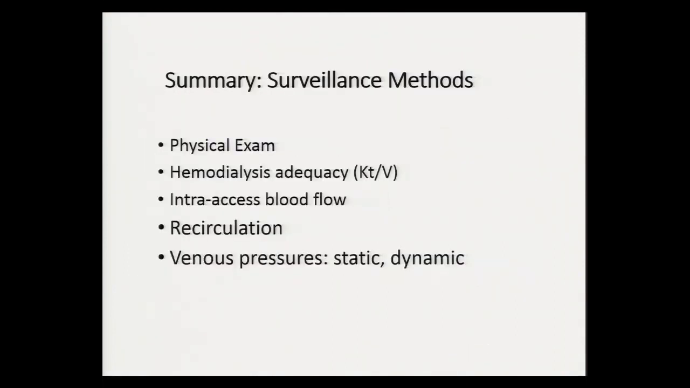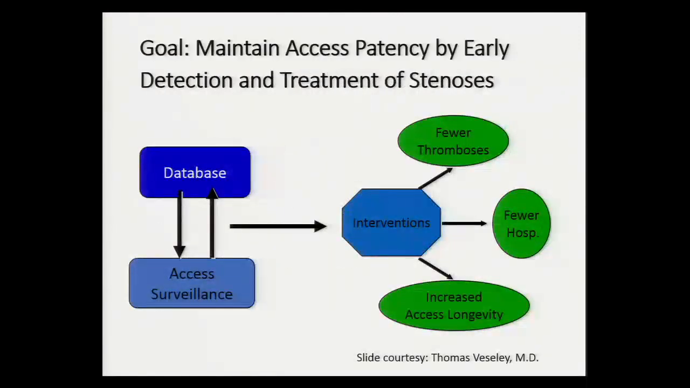So in summary, these are the parameters that we monitor. Physical exam, other problems on dialysis, such as venous pressure alarms, Kt/V, and other things such as hyperkalemia, intra-access flow monitoring, recirculation monitoring, and pressure monitoring. And access surveillance will lead to interventions that will hopefully lead to fewer of those adverse outcomes in dialysis patients.